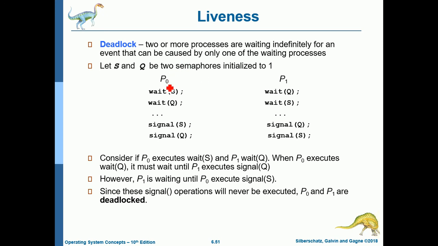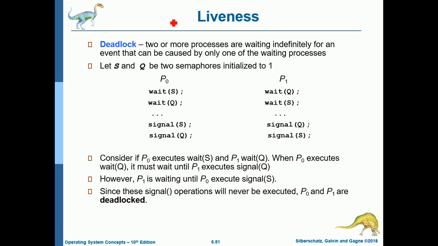So P sub 0, we have wait S, and then for P sub 1, wait Q, and then wait Q command, and then wait S, and then signal S, then signal Q, then signal Q, and signal S. So consider if P sub 0 executes wait S and P sub 1 wait Q. When P sub 0 executes wait Q, it must wait until P sub 1 executes signal Q.